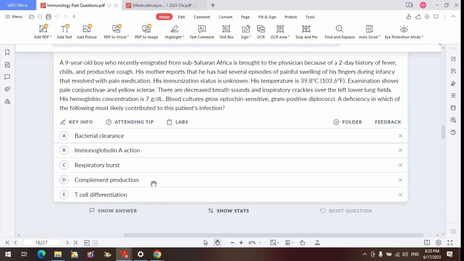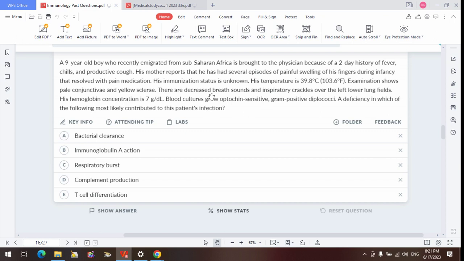So let's all look at this. What do you think this guy is having? An African boy with fever, chills, and cough. But this guy had episodes of painful swelling of the fingers during infancy, and he has yellowness of the eye and pale conjunctiva. What do you think that is talking about? Dactylitis, maybe. HBSS. Okay, so this is sickle cell anemia. So we are one step closer to getting our answer.